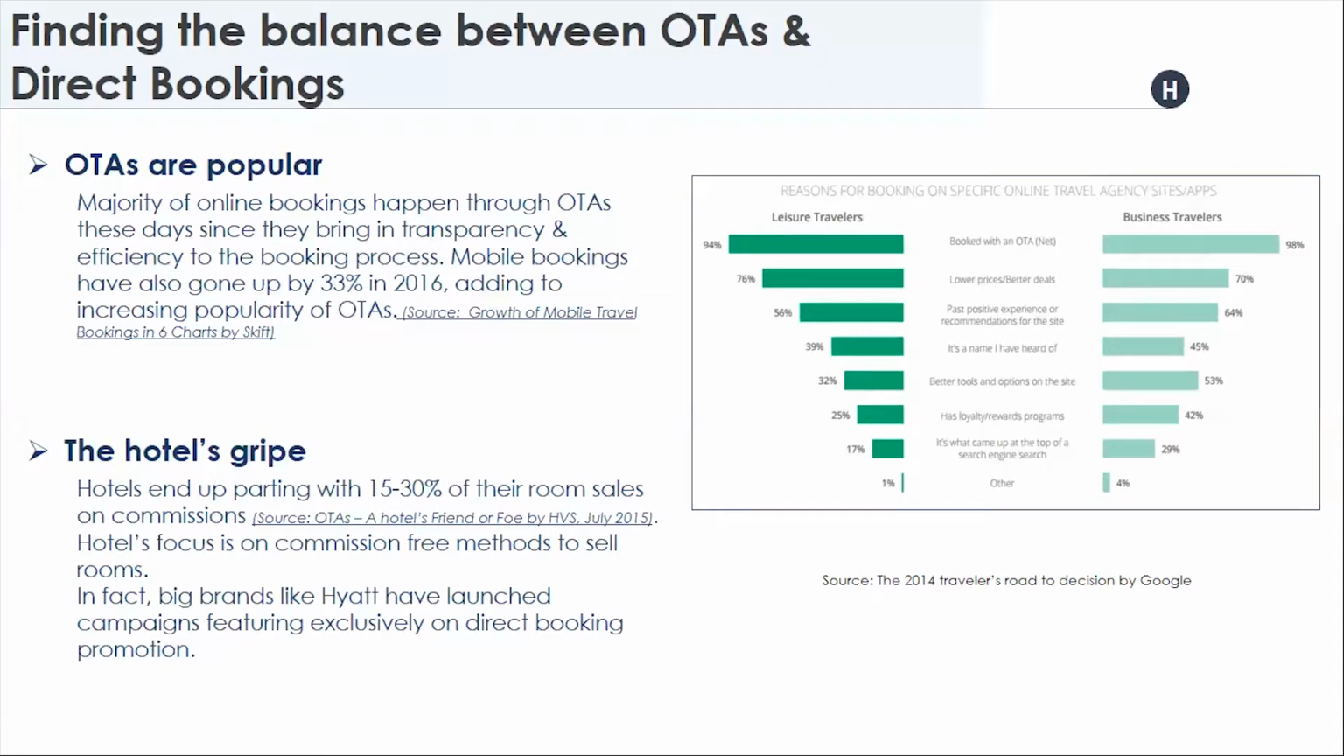Big brands like Hyatt have launched exclusive campaigns featuring exclusively on their direct booking sites. Even then, their business is not so great on the website as compared to what the OTA gives them overall.